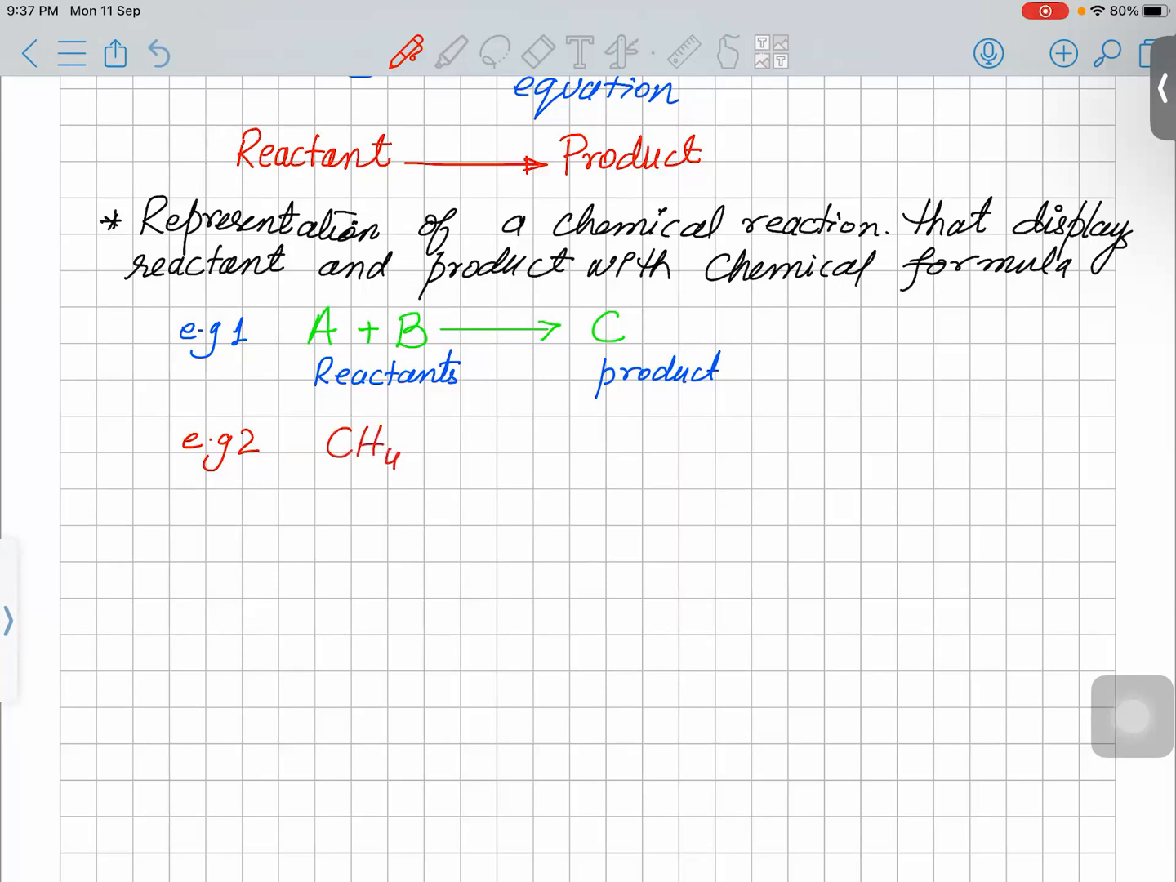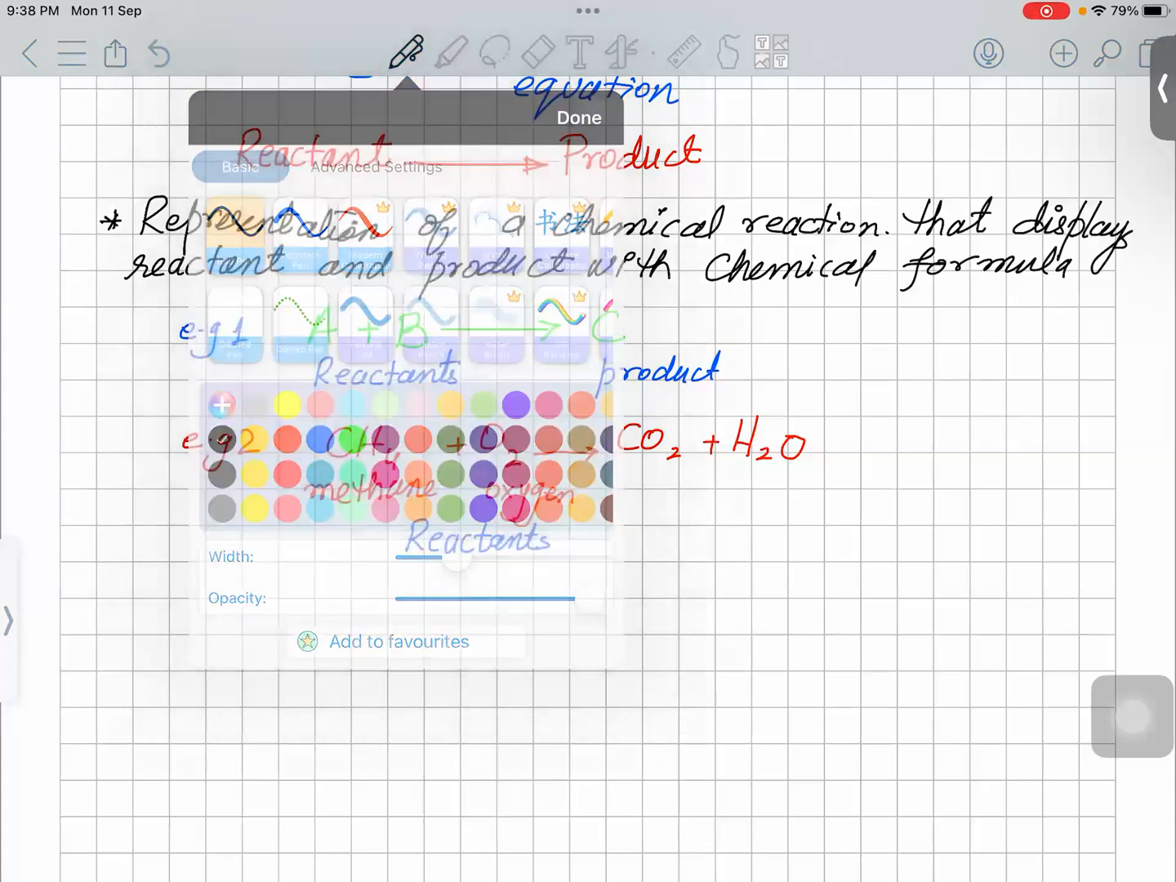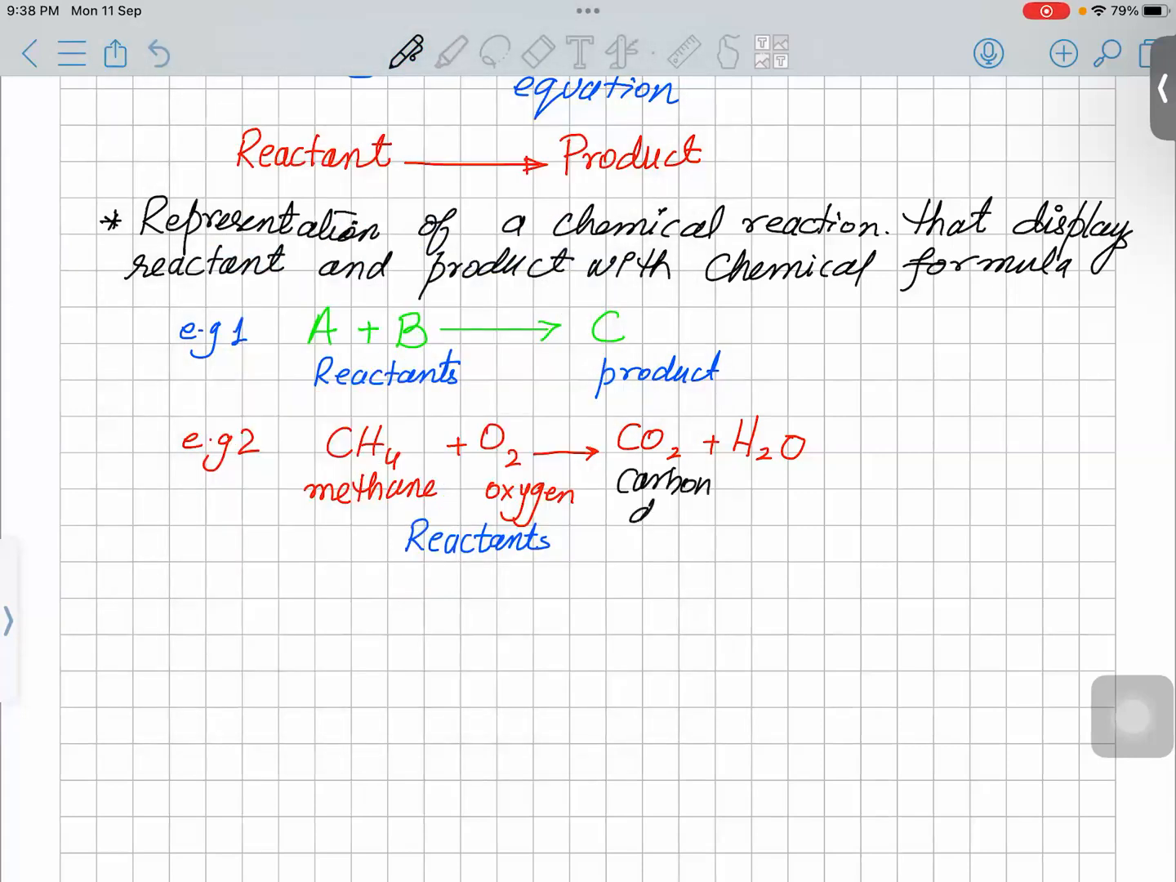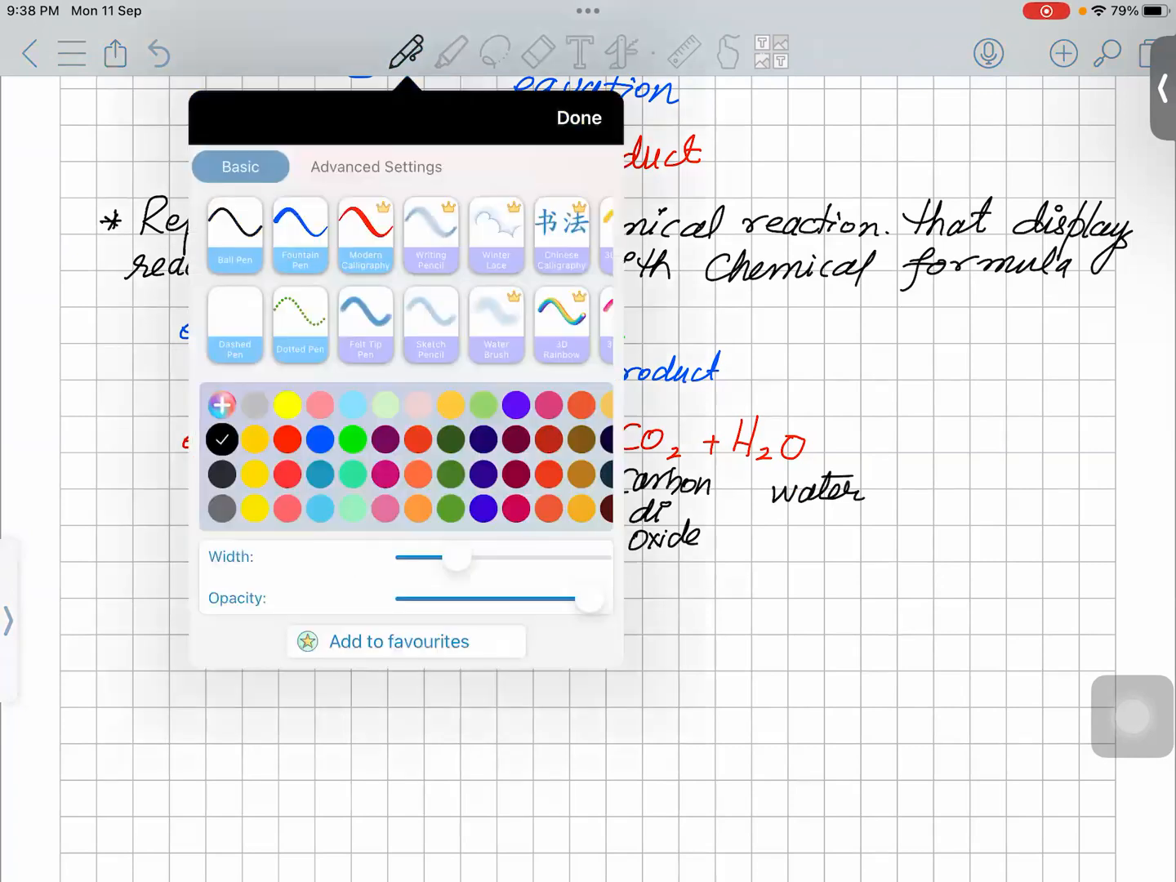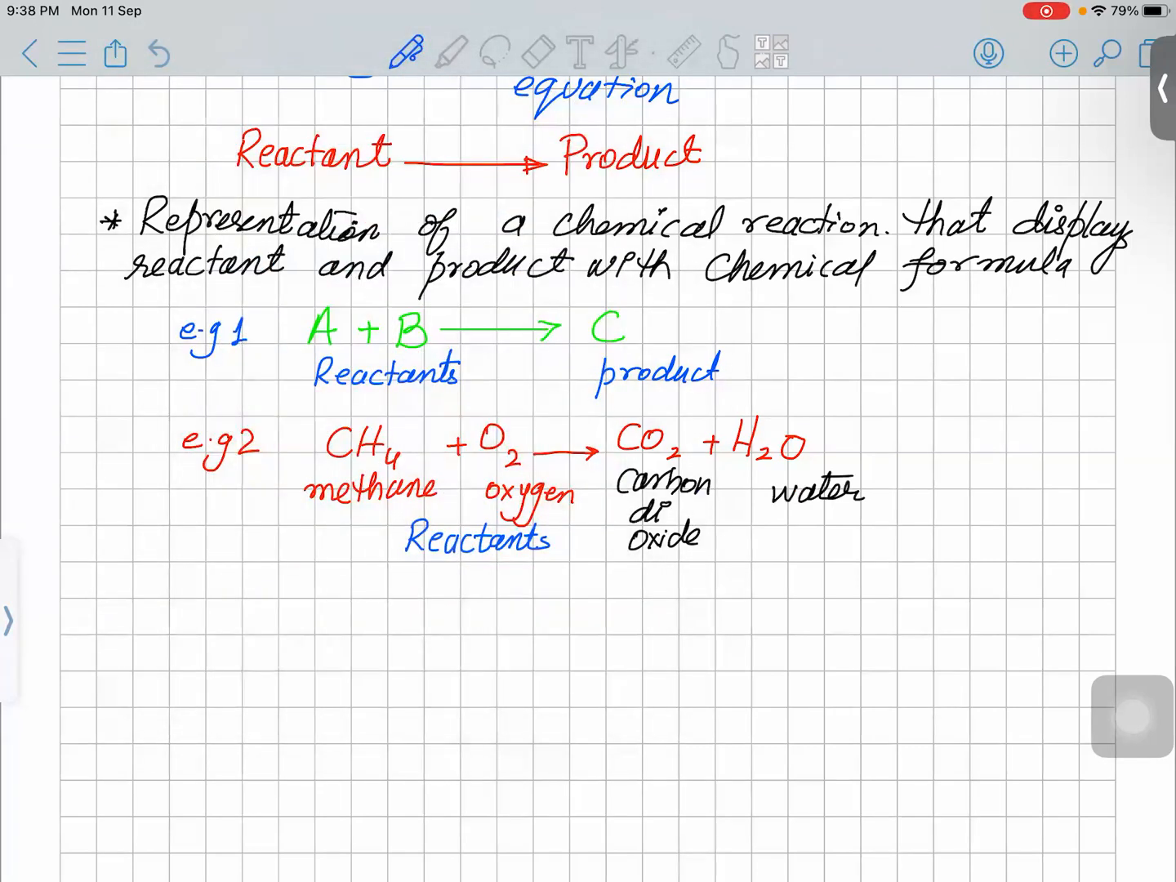Now CH4, this is called methane, plus O2 produce carbon dioxide and water. बताइए रिएक्टेंट. Sir, here the reactants are CH4 and O2. Very good. These are reactants. Now tell me the name of the product. Carbon dioxide Sir, and water. Very good. Carbon dioxide and water.